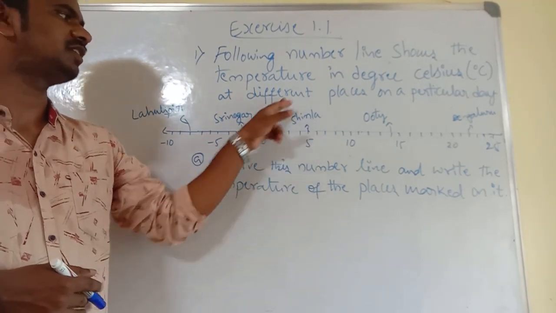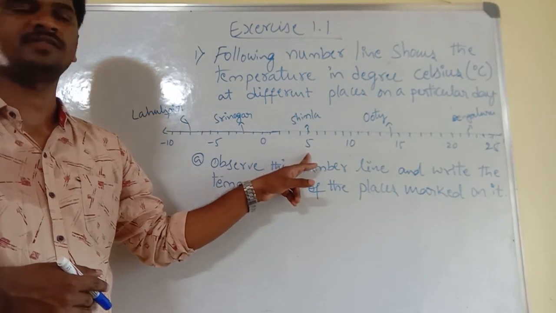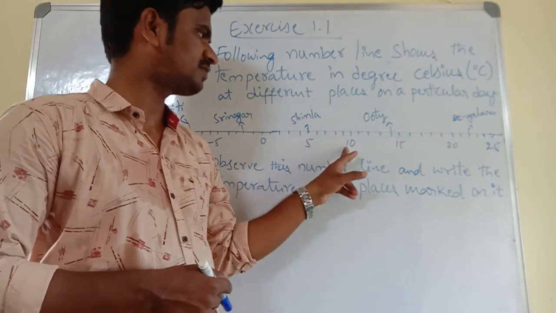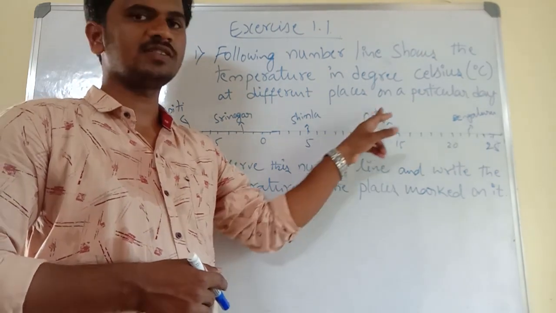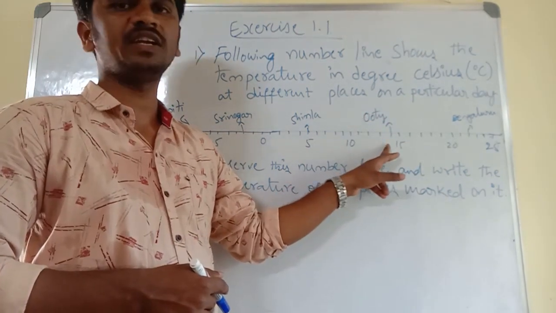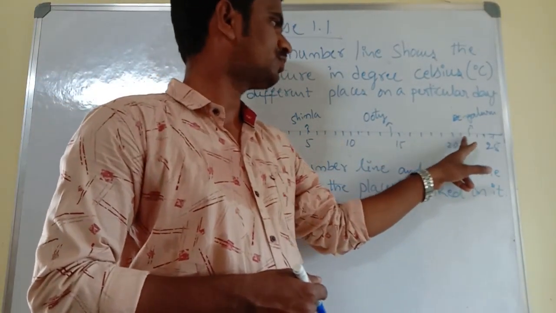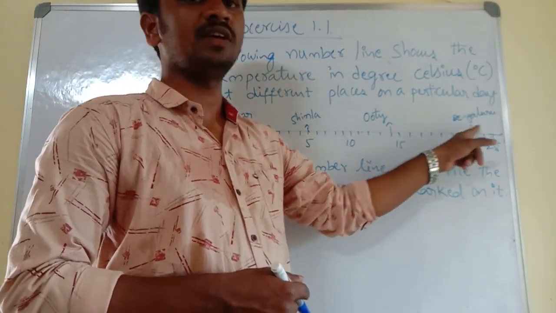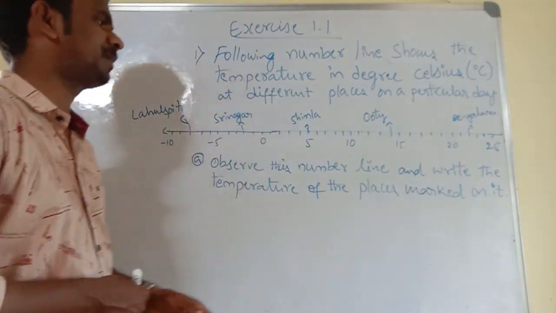It means the city Simla has a temperature of 5 degrees Celsius. Next, this one is 10, 11, 12, 13, 14. It means the city Ooty has 14 degrees Celsius. Next here 20, 21, 22. It means the city Bengaluru has 22 degrees Celsius.